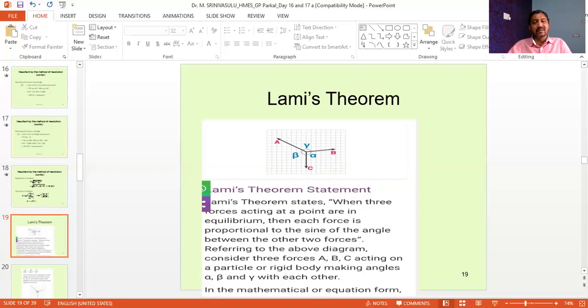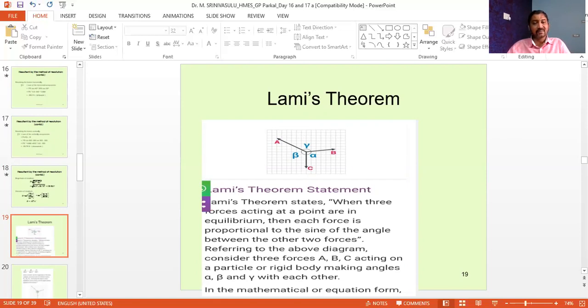When some forces are acting on a body and the resultant force acting on the body is zero, then the forces acting on the body are said to be in equilibrium. That means this Lami's theorem is applicable when three forces are acting on a body and the resultant is equal to zero. So that is the first condition. So it is applicable to the equilibrium condition.